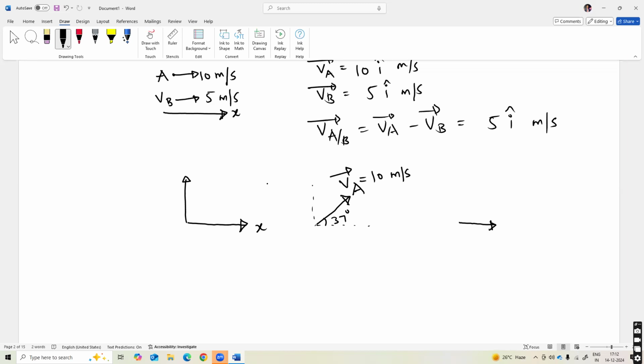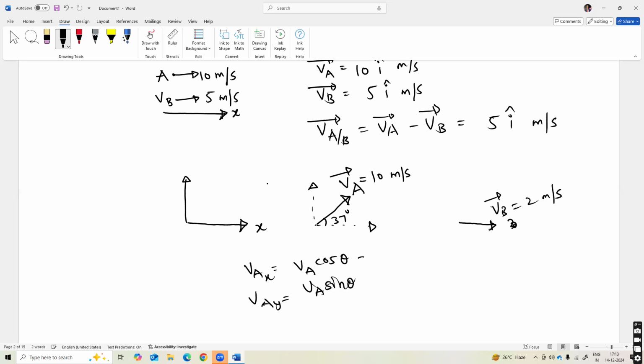Velocity of B is, let's say, moving in positive x direction at 2 meter per second. So in this case, you know that the component of velocity A in x direction can be given as va cos theta, and va in y direction can be given as va sin theta.